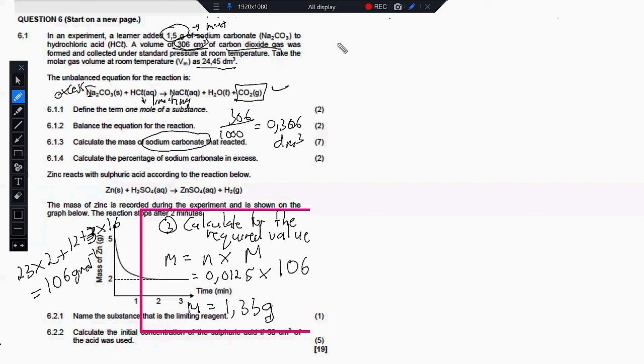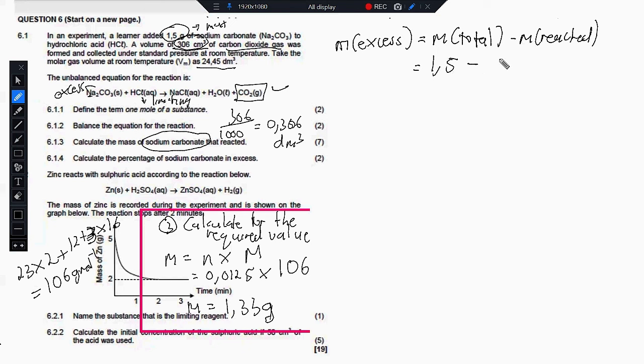1.33 gram. If we want the mass in excess, we do understand that we simply have to take the total mass over the mass that reacted, right? Now the total initial given mass was 1.5, and the one that reacted, we calculated it's 1.33. And then we find that the difference in between is, we can simply say 1.5 minus 1.33, we get 0.17 grams. Right.